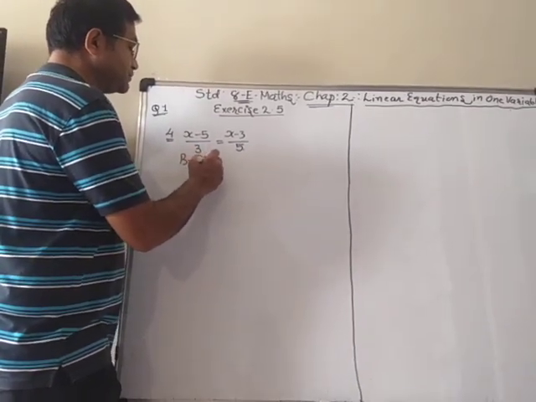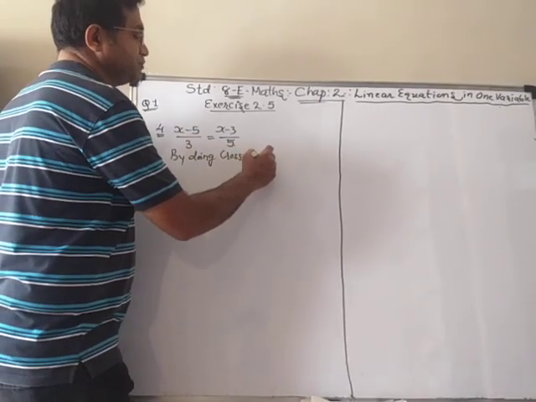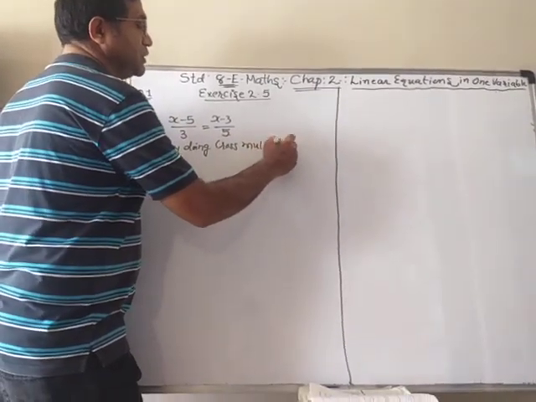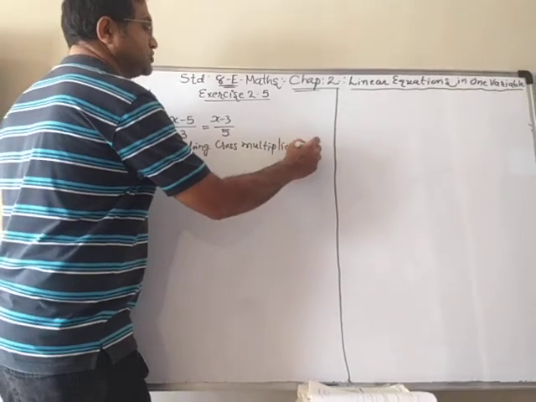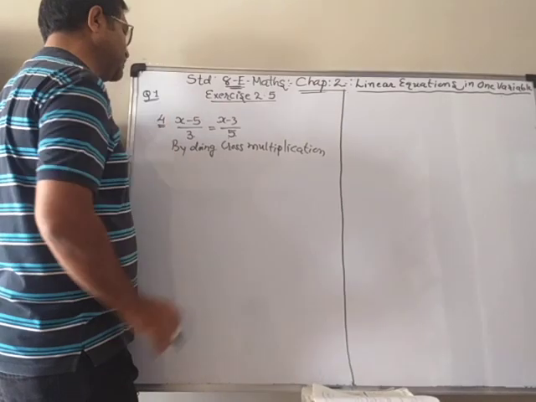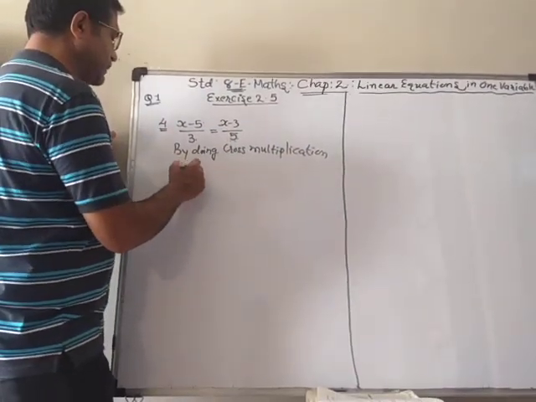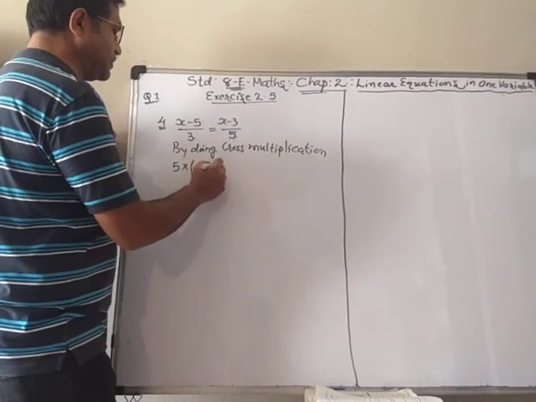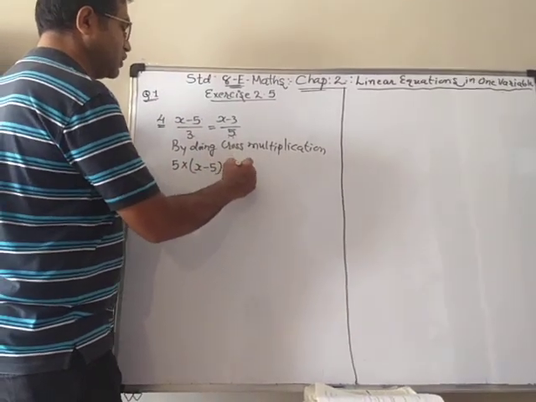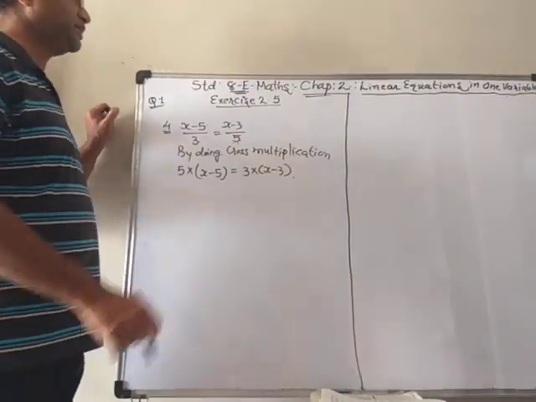So by doing cross multiplication, you know what cross multiplication means. This will be multiplied with that. So we will take 5 multiplied by x minus 5 is equal to 3 multiplied by x minus 3.